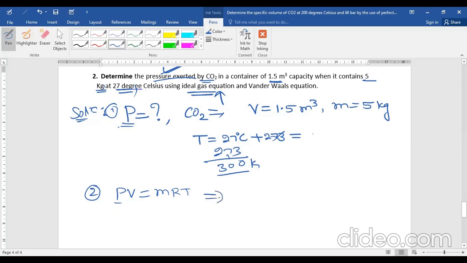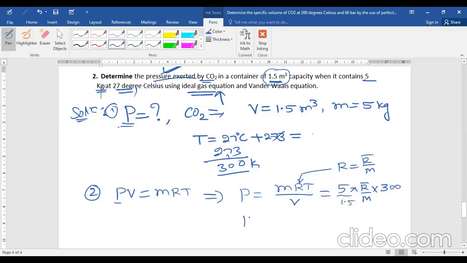So using this equation, P is equal to MRT by V. M is how much? 5 kg. And dear students, we don't know R. But to calculate R, we know the formula R bar divided by M. So I will write here R bar divided by M. Later I will substitute. Temperature is 300, divided by the volume he has given in the numerical. Volume is 1.5 meter cube.